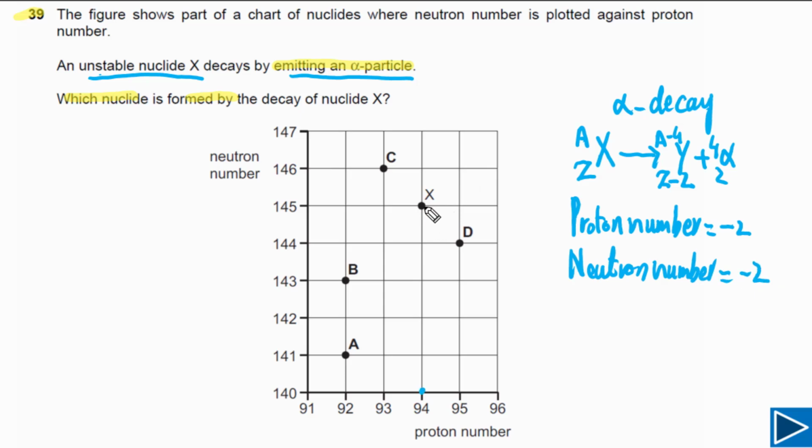Now simply we need to look at this nucleus X. Its proton number decreases by 2. So it has proton number 94. Now it becomes 92. So simply we can draw this line here. So proton number decreases by 2. And neutron number also decreases by 2. So if we go down, this is telling us neutron number decreases. And this decreases by 2. So this is our new nucleus. So the answer is B for this question.